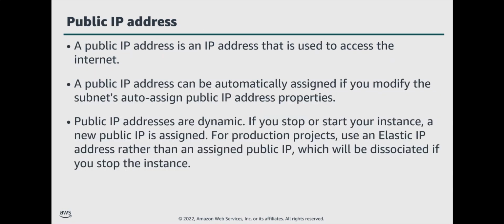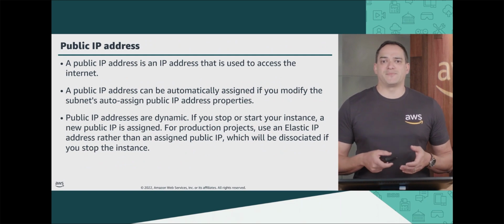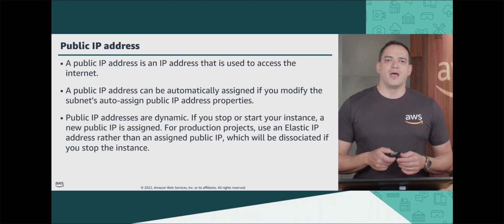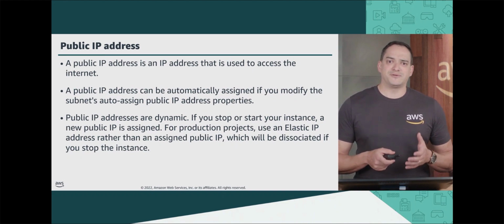When you create a VPC, every instance in that VPC gets a private IP address automatically. You can also request a public IP address to be assigned when you create the instance by modifying the subnet's auto-assign public IP address properties. A public IP address is used to access the Internet. Public IP addresses are dynamic. If you stop or start your instance, a new public IP is assigned.